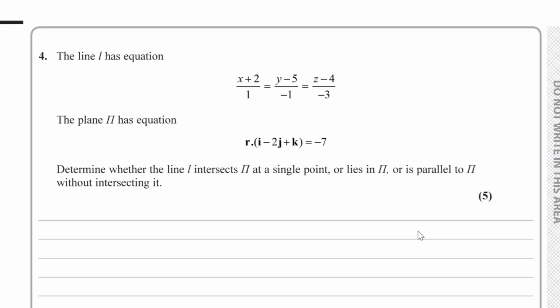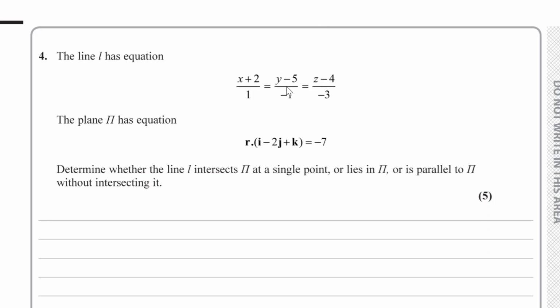Question number 4. The line L has equation x plus 2 over 1 equals y minus 5 over minus 1 equals z minus 4 over minus 3. And the plane pi has equation r dot product with the vector i minus 2j plus k equals minus 7. And we have to determine whether the line L intersects pi at a single point or lies in pi, or is parallel to pi without intersecting it.